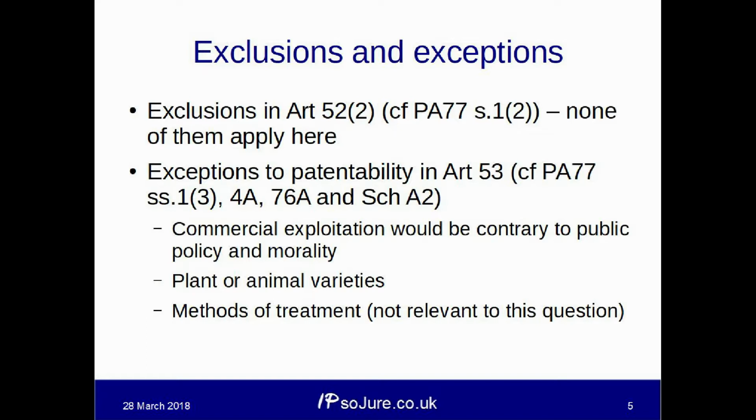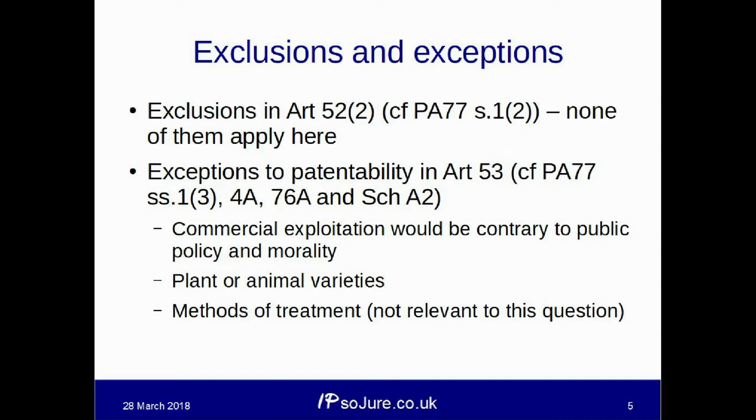But for the time being, because you're answering this question, if at all, by reference to Article 53, let's stick with that. It tells you that a patent may not be granted where the commercial exploitation of the invention would be contrary to public policy and morality. You've got to pay particular attention to the wording of this provision. The question isn't whether the invention itself is contrary to public policy and morality. The question is whether the commercial exploitation of the invention would be contrary to public policy and morality. You must get that wording correct in your answer.